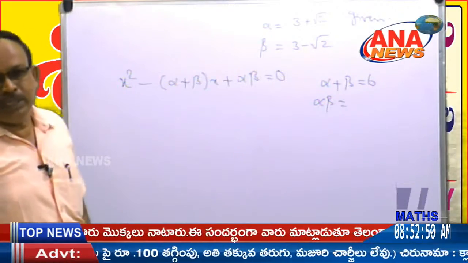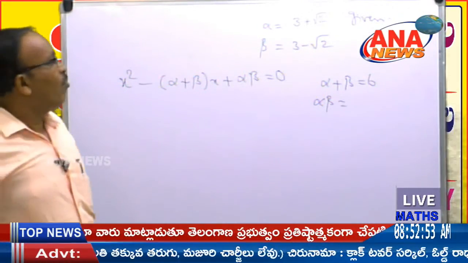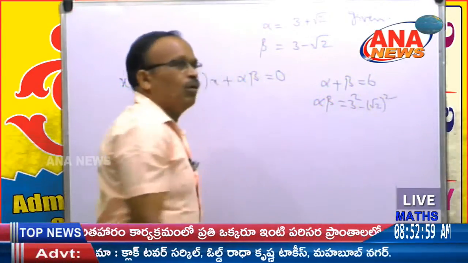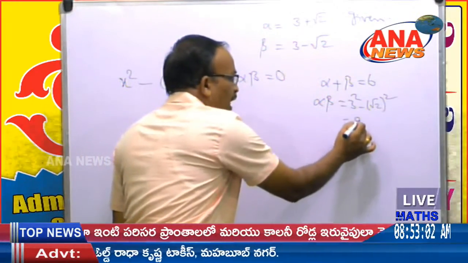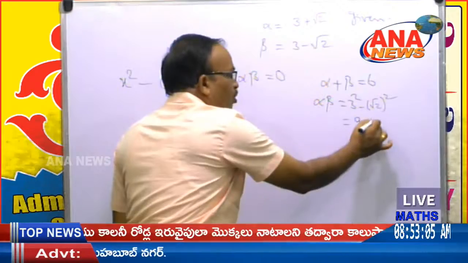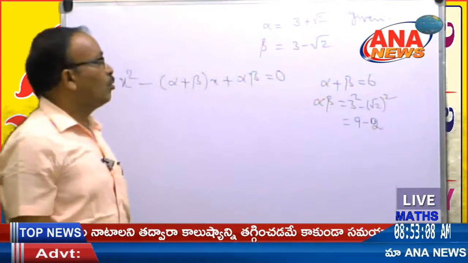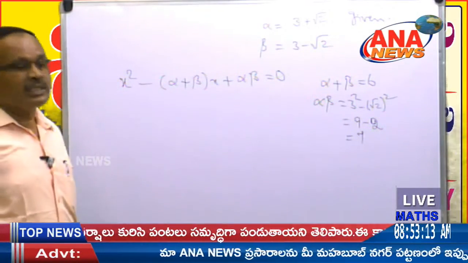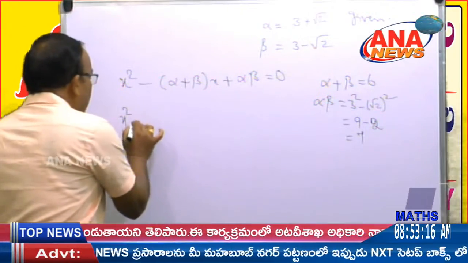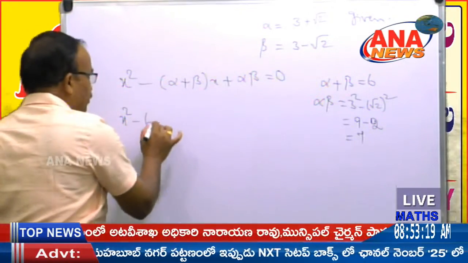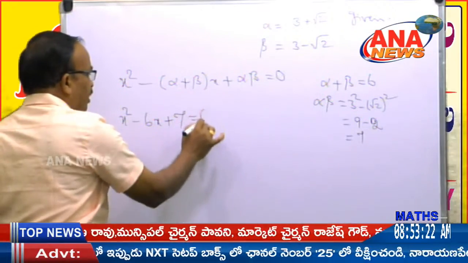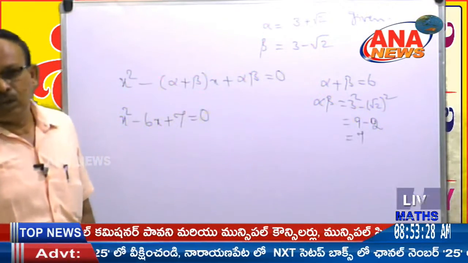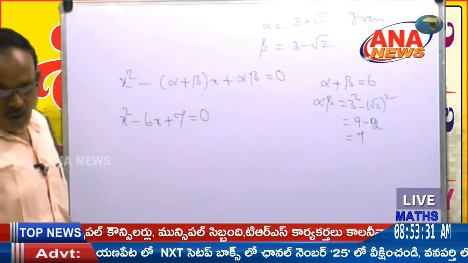a plus b into a minus b is a square minus b square. What is a square? It is 3 square minus root 2 whole square. So clearly this is 9 minus 2, sorry, 9 minus 2, that is 7. So the product of roots is 7. So this is x square minus 6x plus 7 equal to 0. This is the equation whose one root is 3 plus root 2. Got it? Right.